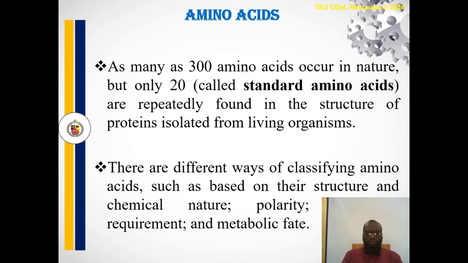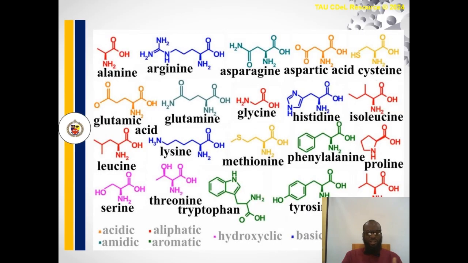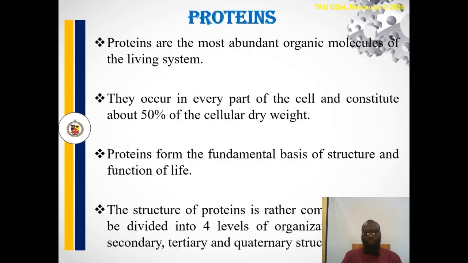And there are different ways of classifying amino acids. How do we classify amino acids? Amino acids can be classified based on their structure, based on chemical nature, based on polarity, based on nutritional requirement, and based on their metabolic fate. This is just an introduction. I'm going to be sending you more materials as we progress in this course.